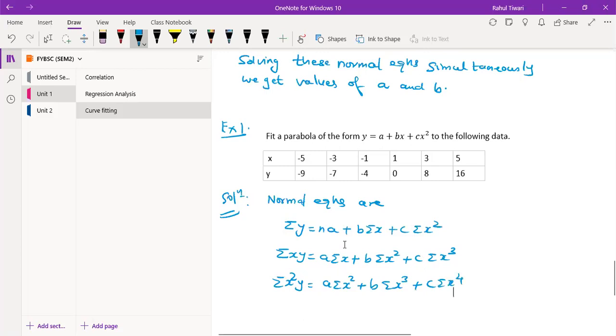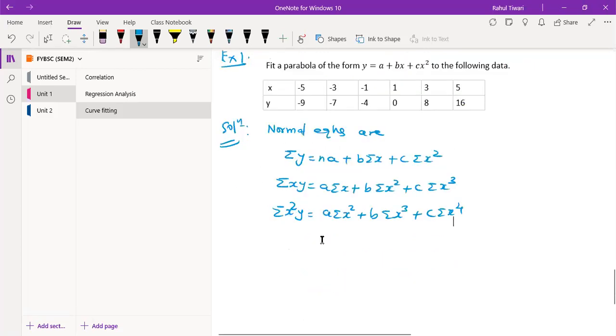So now you can look here. What are the terms we require? We need summation of x, which is simply the addition of these. Summation of x square we require: you have to square each term and take their summation. Then x cube, x raised to 4.